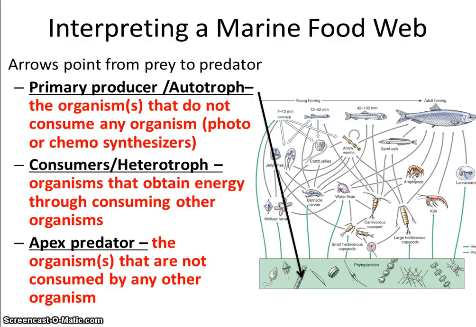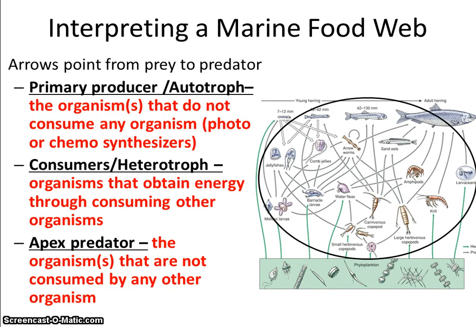And then you have consumers, or heterotrophs. Those are organisms that eat organisms that aren't primary producers. Anything in a food web that generally isn't on the very, very bottom is a consumer or a heterotroph.